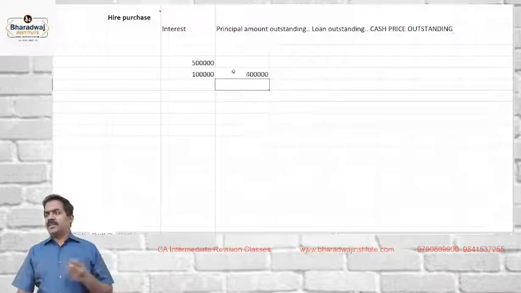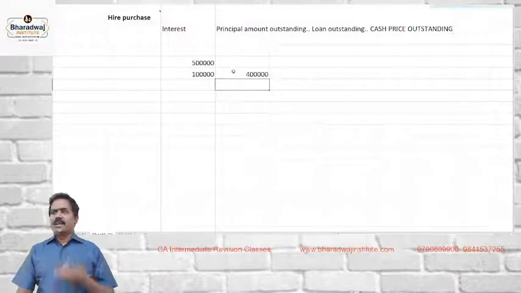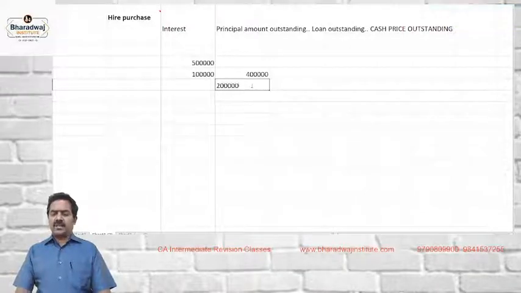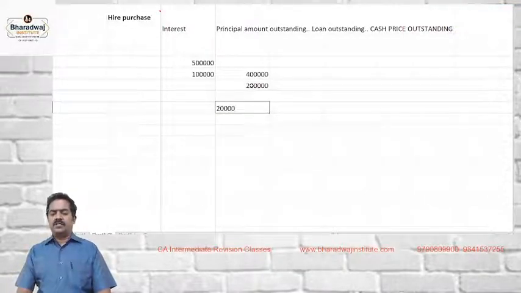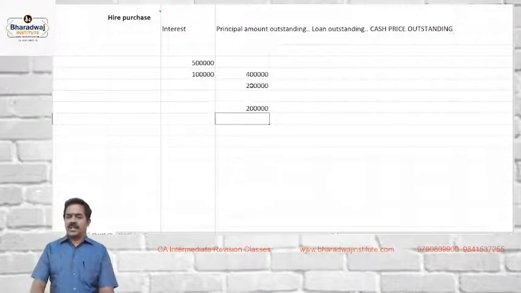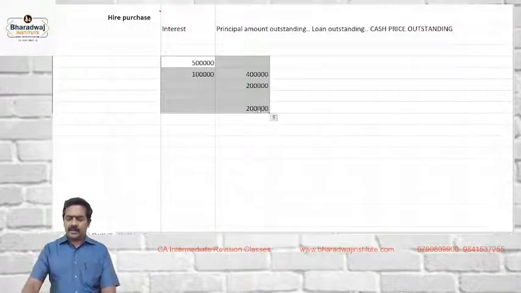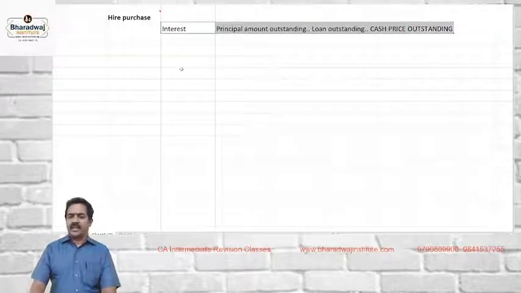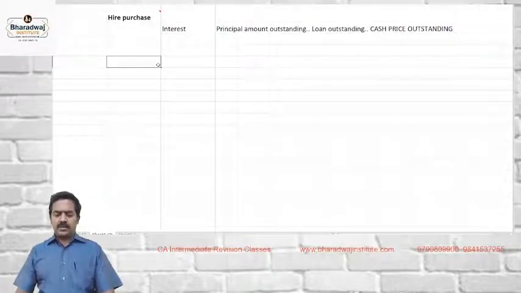Suppose you are paying installments once in 6 months, interest is on whatever is outstanding for that period. Let us assume out of this 4 lakhs, first year you settled 2 lakhs, then second year interest will be worked out on the balance outstanding. So this is the basic principle. Interest will be calculated on the principal amount outstanding.